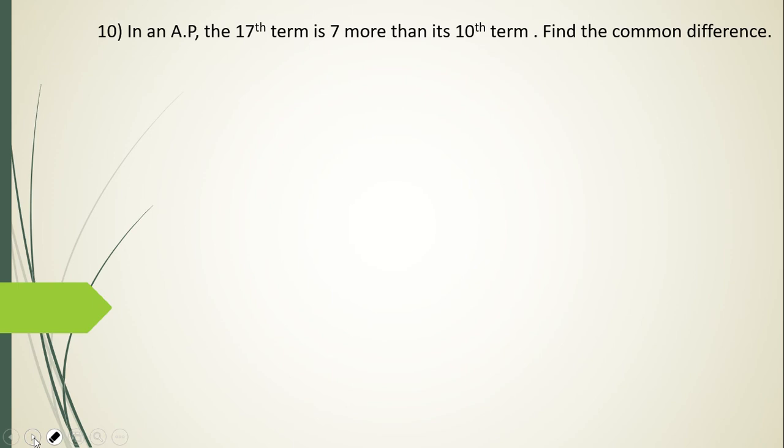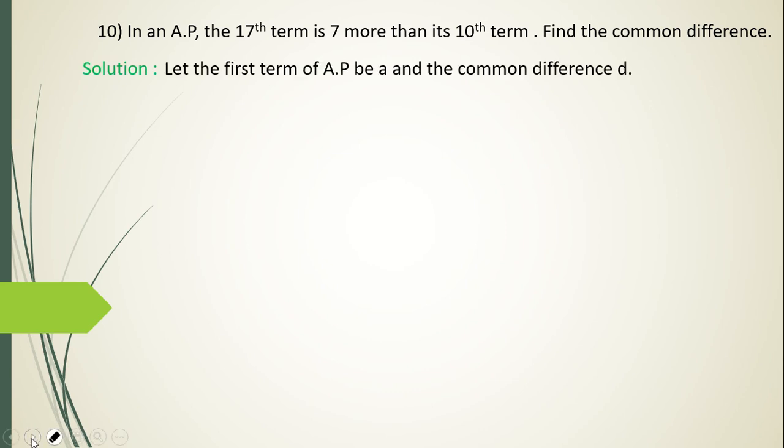And the last sum we come to. In an AP, the 17th term is 7 more than the 10th term. Find the common difference D. Now let the first term of the AP be A and the common difference D. So the first term we always assume to be A and the common difference is D.